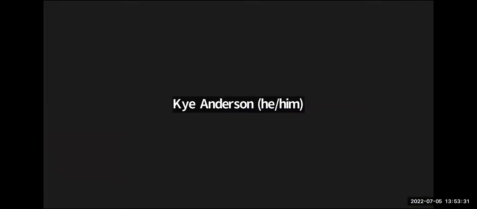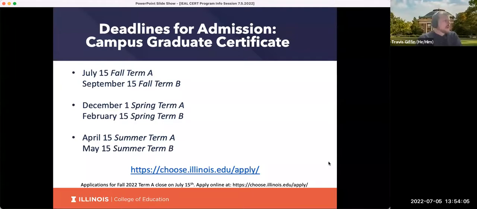I had a quick question. I noticed on one of the slides, there was an application deadline of July 25th, but you mentioned an application deadline of July 15th. Are those two different applications, two different deadlines specifically? So the application deadline is July 15th for fall term A, and September 15th for fall term B. Okay.